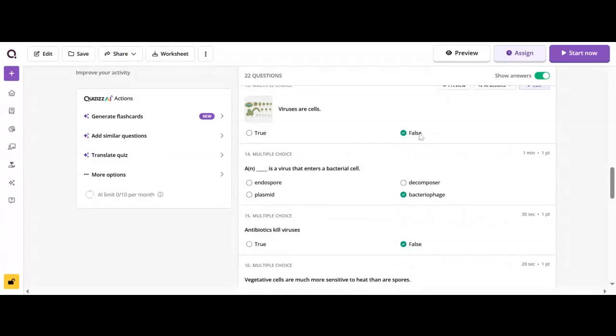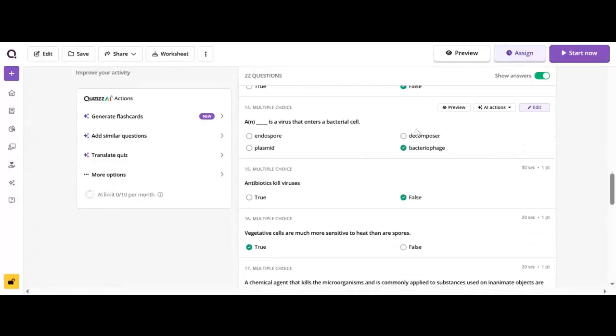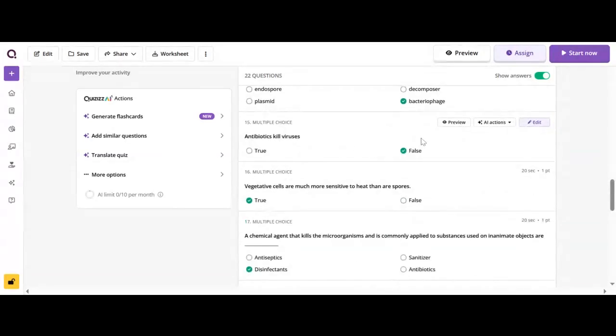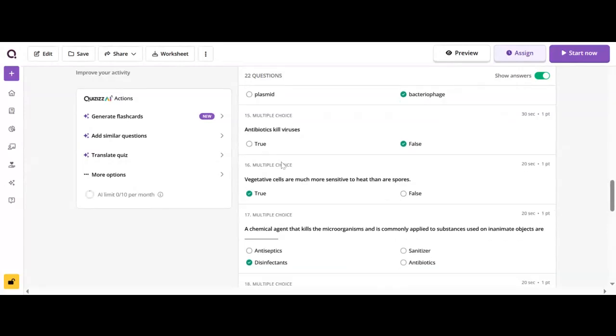Viruses are cells, which is not correct. They are acellular. They are not really cells. They are only living when they are attached to a host cell. Otherwise, outside a cell, they are non-cellular, acellular. A bacteriophage is a virus that enters a bacterial cell. So bacteriophage is one that infects bacteria. Antibiotics kill viruses, which is not correct. Antibiotics only kill bacteria. If you have viral infections, you use antivirals.